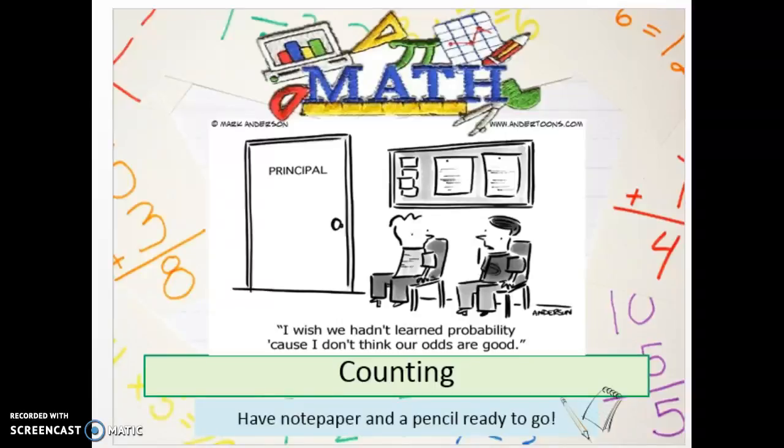Good morning, everybody. Welcome to math class. Good afternoon if you're here for my afternoon session. Today we are learning counting.